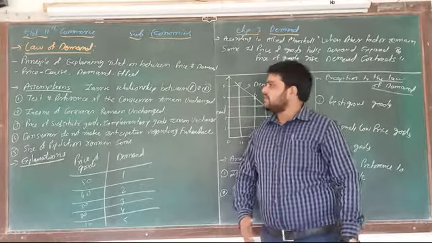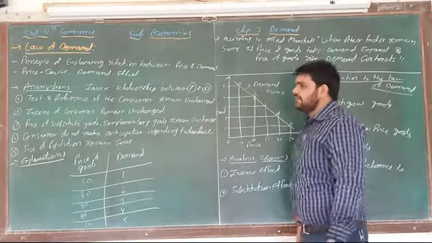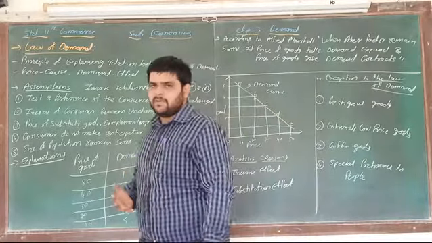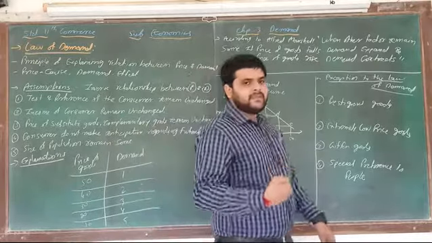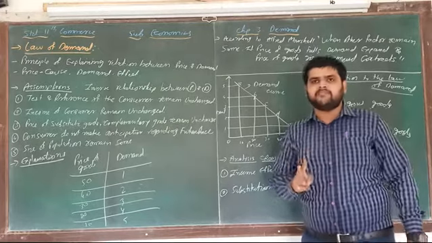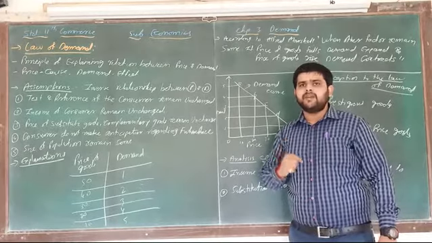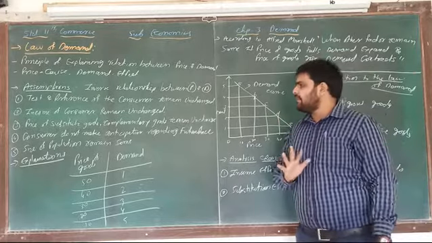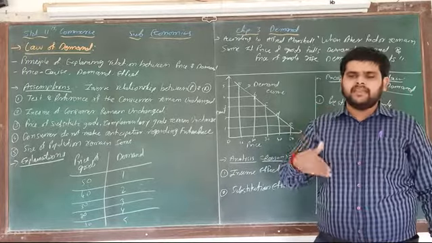So good morning friends, standard 11 commerce, subject OCM, economics and chapter number 3, that is demand. Last time in this chapter we learned about meaning and definition of demand, as well as factors affecting demand. In this, two types of factors are there: number one related to price, and number two related to other than price. In other than price, five types of factors are there that we learned in the above video.